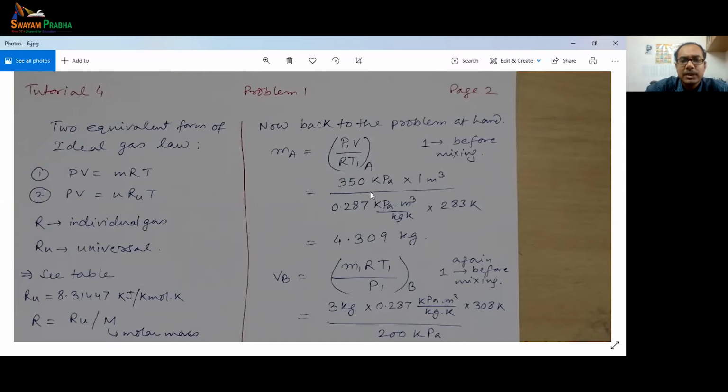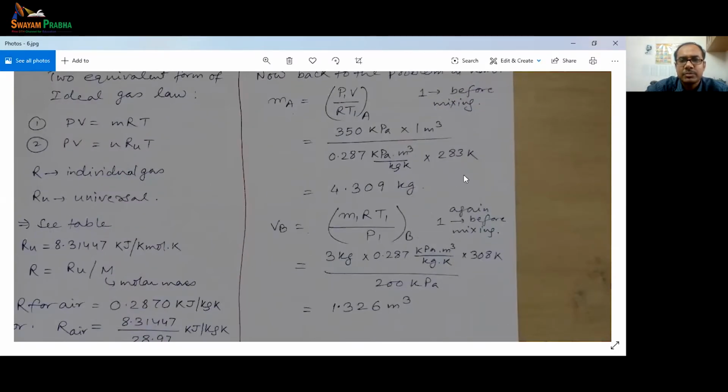So that will help us eliminate these different units, like this meter cube here, meter cube there, kilopascal here, kilopascal there. Okay, so the mass of tank A can be found out from all these numbers, and this 283 Kelvin is coming from 10 degrees centigrade, right? We are just adding 273 to the degree centigrade value to obtain the absolute scale value. Okay, this you know. So now you perform this algebra and you find out this mass in the first tank, tank A, is 4.309 kg.